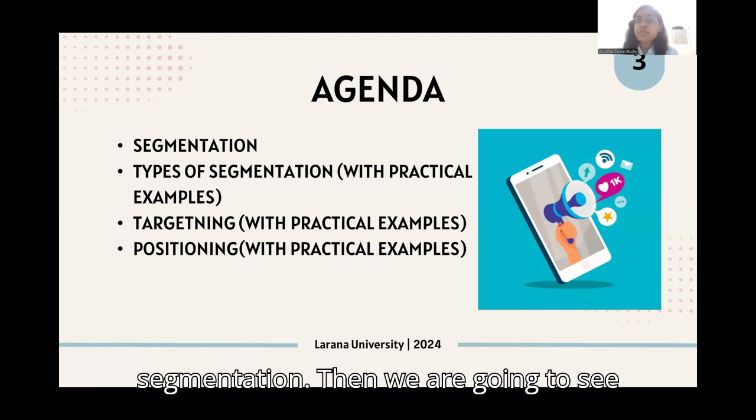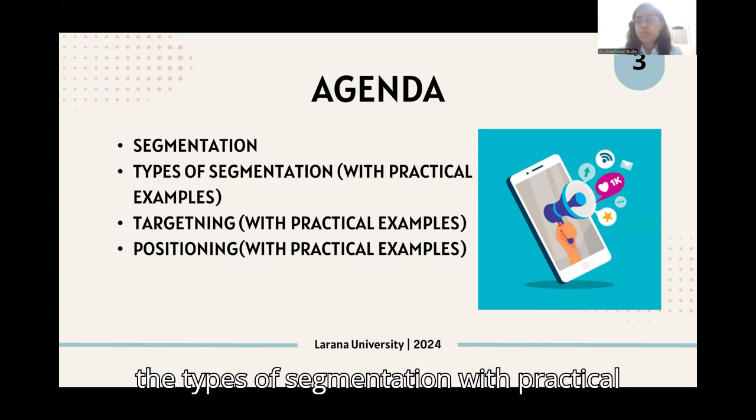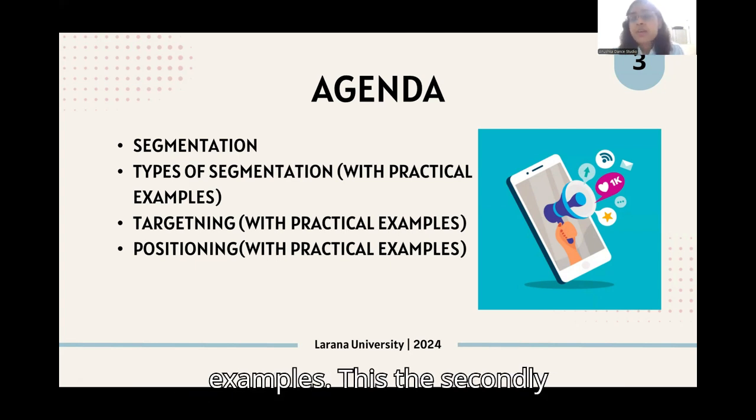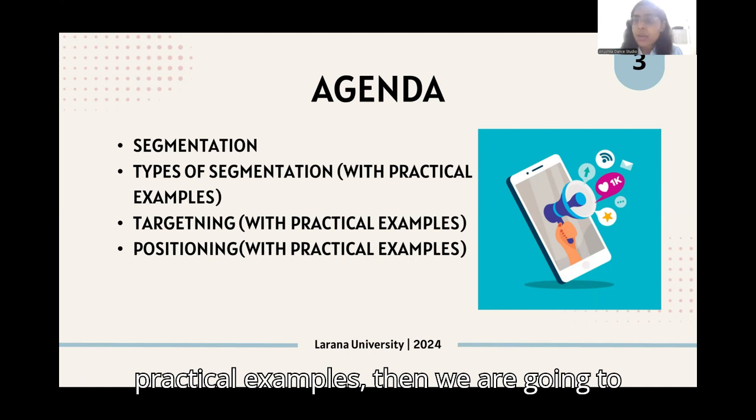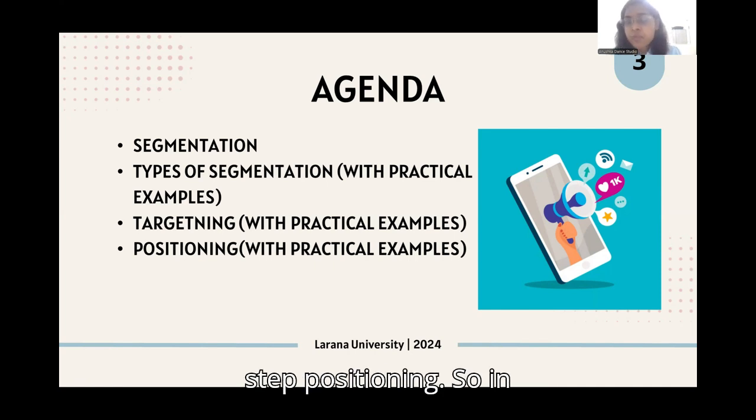The first is the segmentation. Then we are going to see the types of segmentation with practical examples. Secondly, we are seeing the targeting and some practical examples. Then we are going to see the positioning. So in abbreviation, we used to call it STP: segmentation, targeting, positioning.